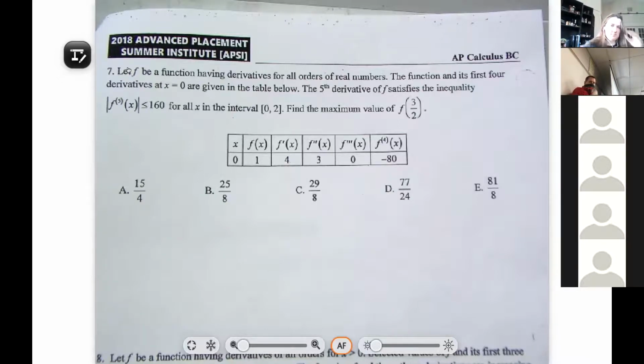Is that enough time on that one or no? People still clicking buttons. Keep going. I think the trick answer is E. You might get E. Did you get E? Yeah. I think that's the trick answer. You found how far off the actual value could be from the approximation. Which you need that value, but it says find the maximum value of f of 3 halves. So keep going. You do need that number.